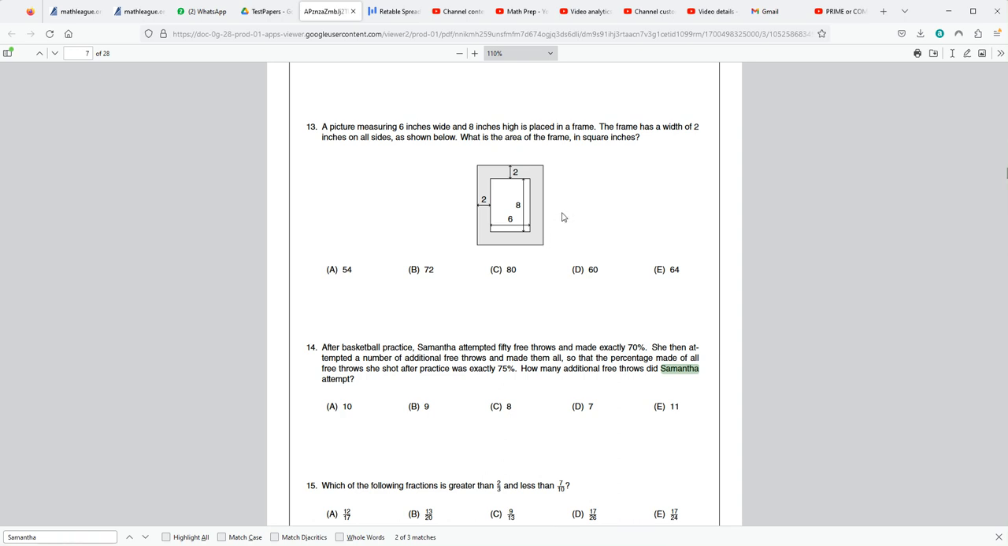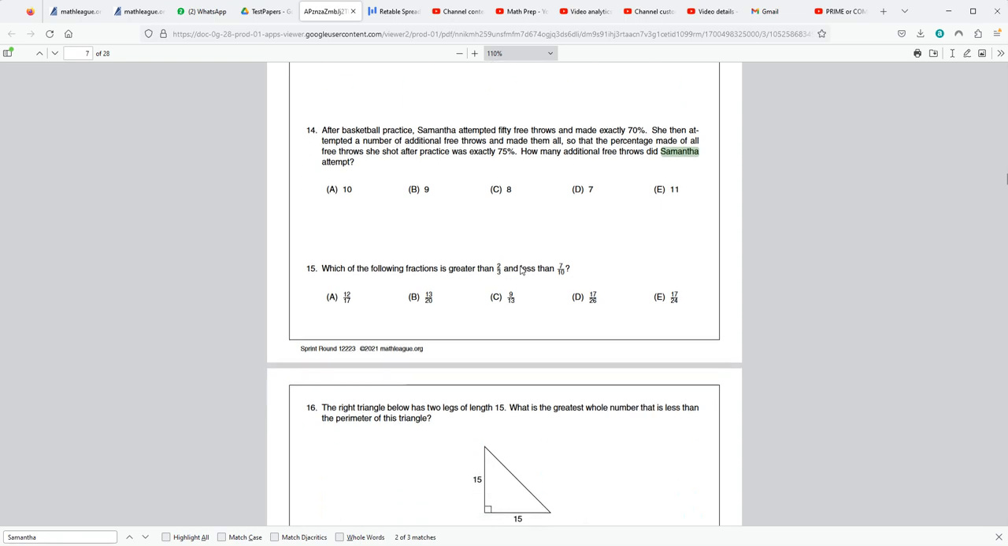which makes their area length into breadth, or height into width, equal to 12 into 10, which is 120. And the area of the inner rectangle is 8 into 6, which is 48. And if you subtract 48 from 120, you get your answer. Good. Let's go to the next one.